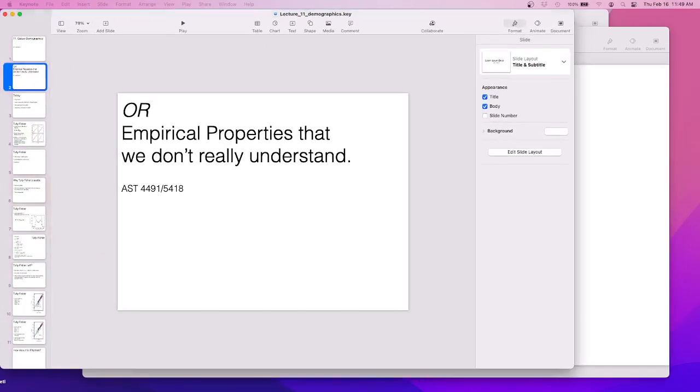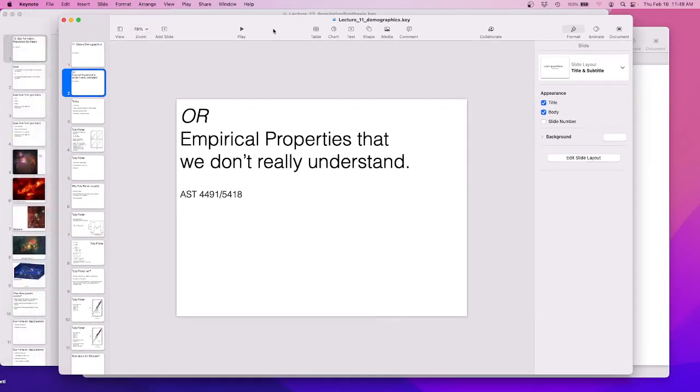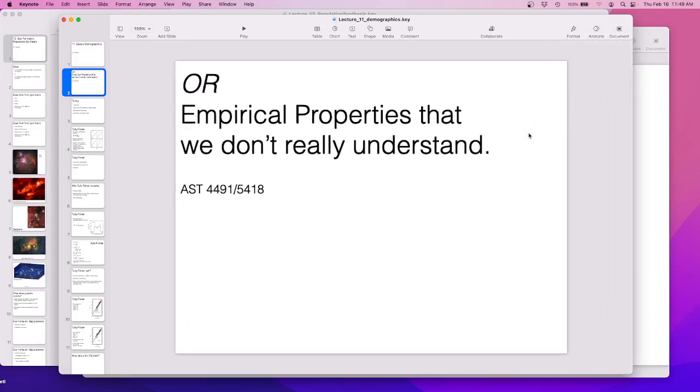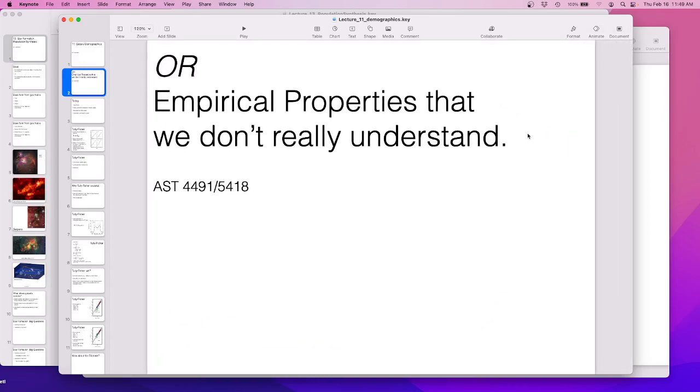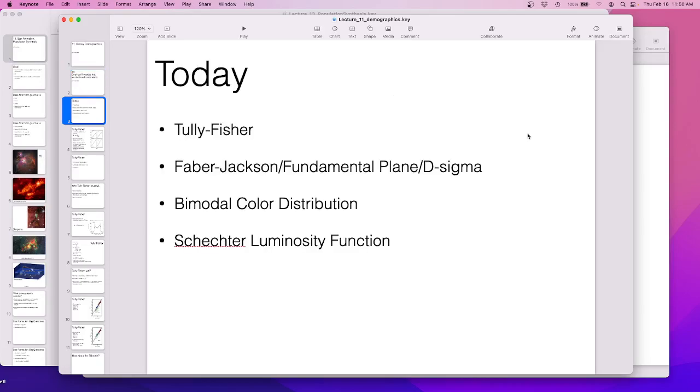Now I gotta pull up the right display. Okay, so today I'm going to talk about empirical relationships that we don't really understand very well. We're going to wave our hands past them, but really these are all empirical. These are all, I made a plot, I saw this relation, it seems to be robust, let's use it. So that's how all of these work. So we'll talk about Tully-Fisher, which is good for spirals. Then we'll talk about ellipticals, we'll talk about Faber-Jackson and the fundamental plane and D sigma, which all kind of do the same thing.